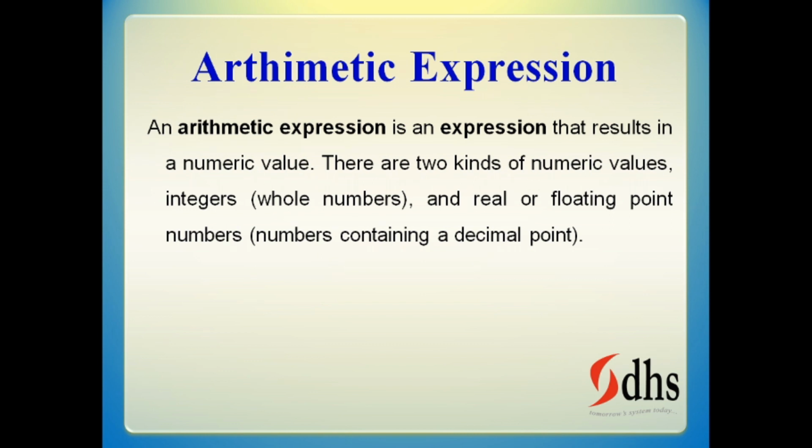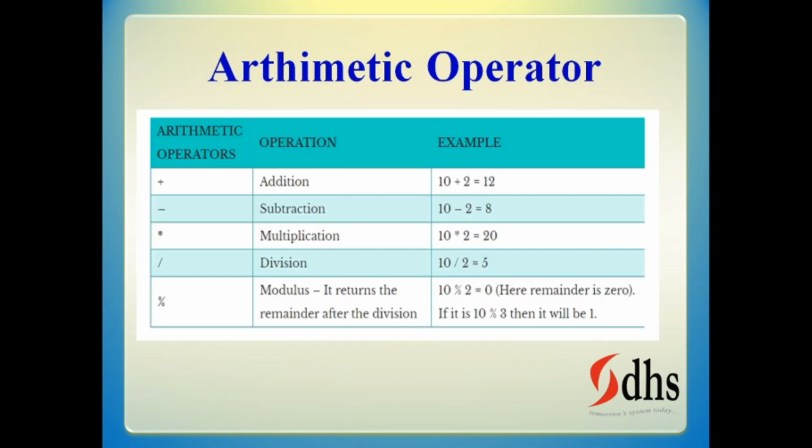An arithmetic expression is an expression that results in a numerical value. There are two kinds of numeric value: integer, whole numbers, and real or floating point numbers, which contain a decimal point. I told earlier, integer, long, short are whole numbers, whereas real, float and double are numbers with decimal points. We use the arithmetic expression for calculation purposes. What are the arithmetic operators? If you want to see, you can see. These are the arithmetic operators.